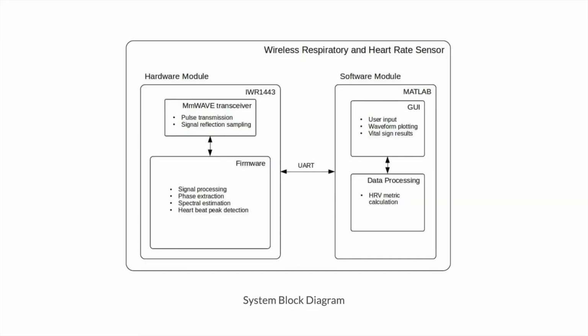The wireless respiratory and heart rate sensor system consists of a hardware and a software component. The IWR 1443 mmWave evaluation board from Texas Instruments is used as the hardware component to sense and process respiratory and heartbeat signals.